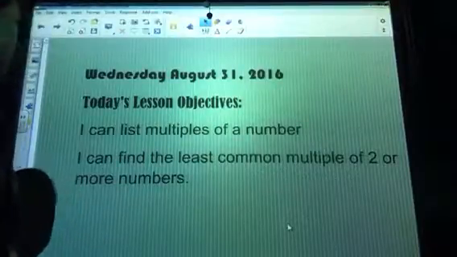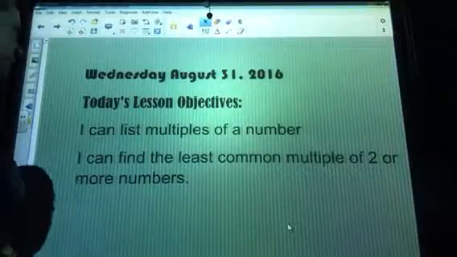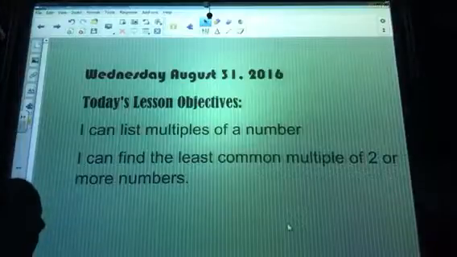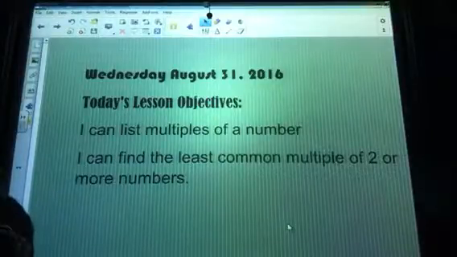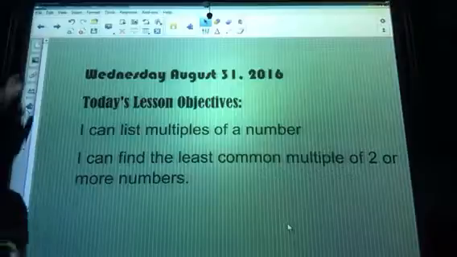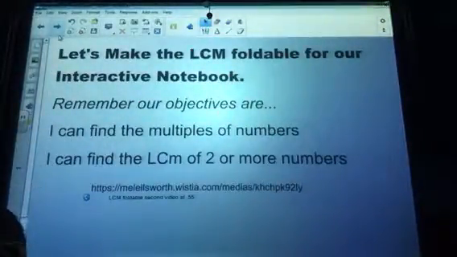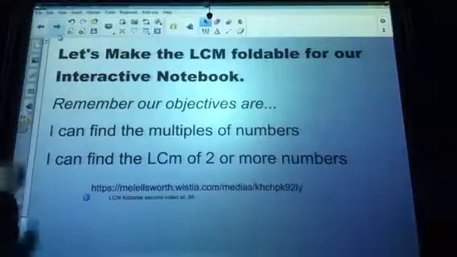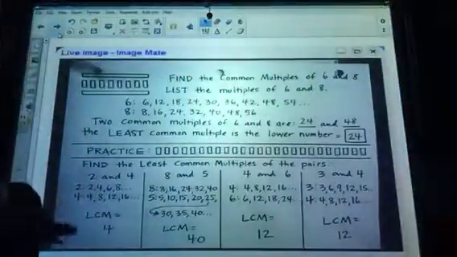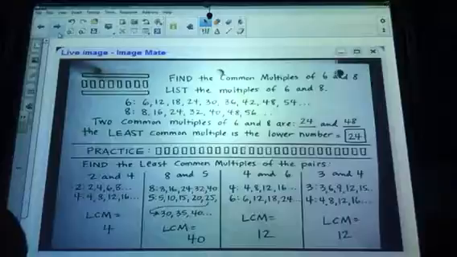All right, good morning. Today's objectives are: I can list multiples of a number. I can find the least common multiple of two or more numbers. We're going to get started today with making one of those great foldables to put in our interactive notebooks. Remember our objectives? This is the other side of your least common multiple that you're going to need.